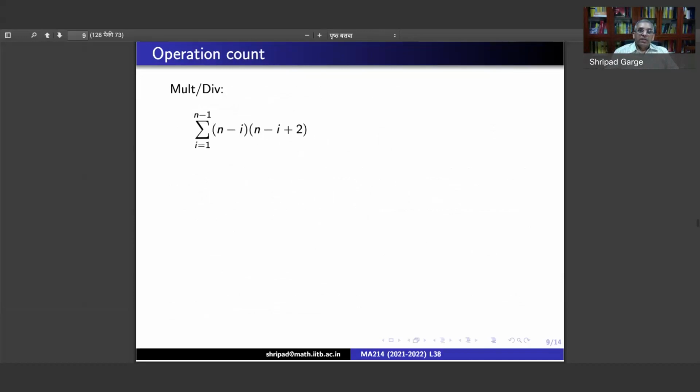So for the multiplication or division, i will go from 1 to n minus 1. You have to do it for only n minus 1 times: (n minus i) into (n minus i plus 2). So you can see we have n minus i, and you multiply by n minus i, you get (n minus i) square, and then you have 2 times (n minus i). So I will separate these two summations. I have the sum over i from 1 to n minus 1 of (n minus i) whole square, plus 2 times the sum over i from 1 to n minus 1 of (n minus i).